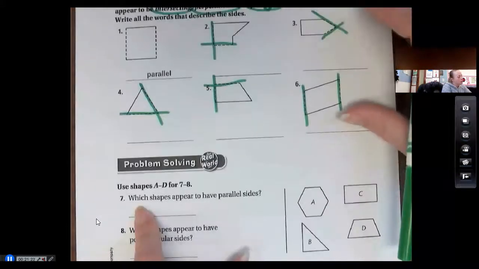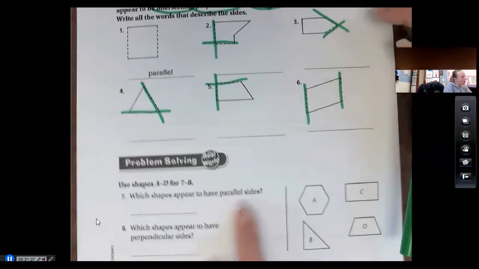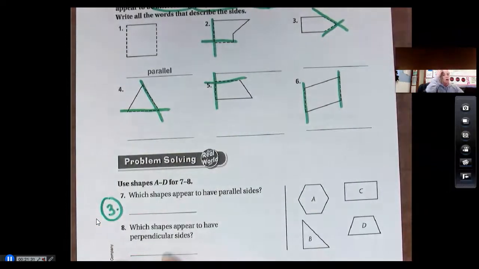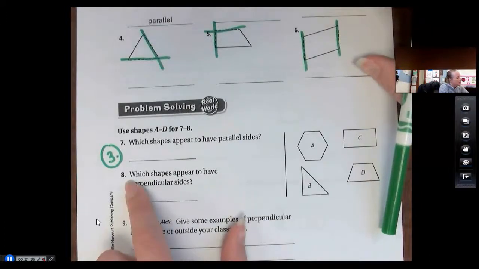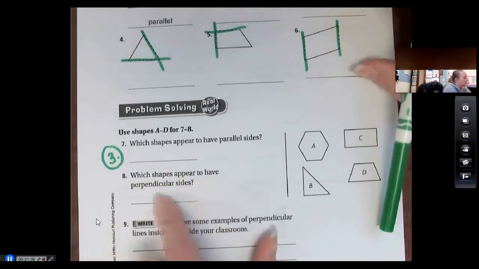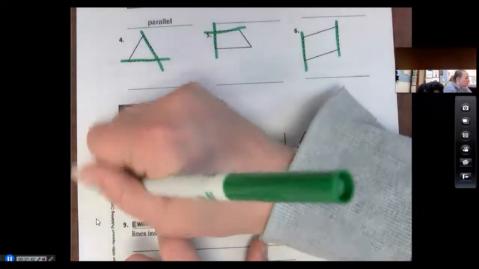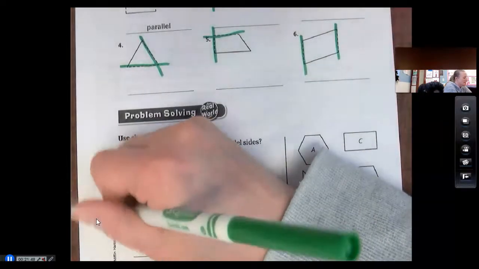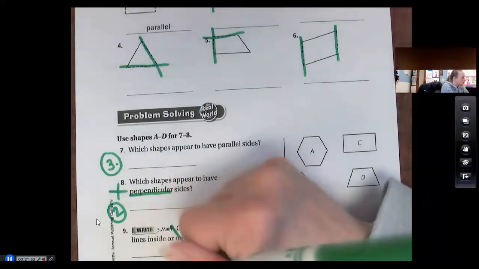On number 7, which shapes appear to have parallel lines? Well, I will tell you that there are 3 answers for that question. Number 8, which shapes appear to have perpendicular sides? Remember that perpendicular sides are perfect T's. Which shapes make perfect T's? I will tell you that there are 2 answers for number 8. You do not need to do number 9.